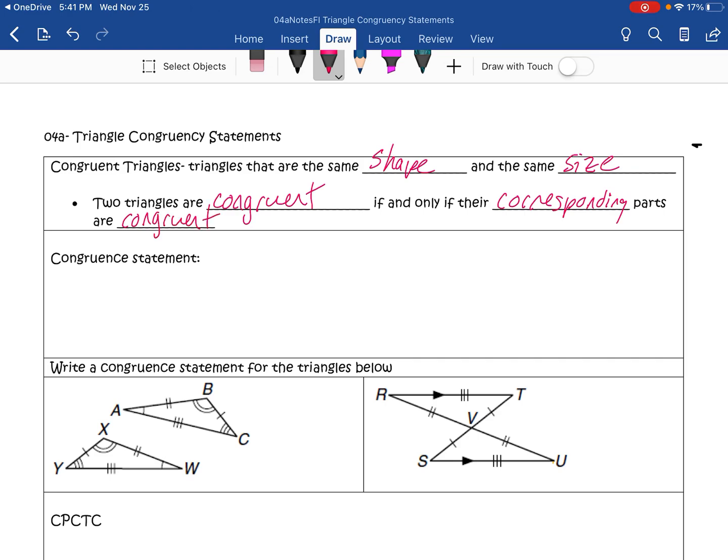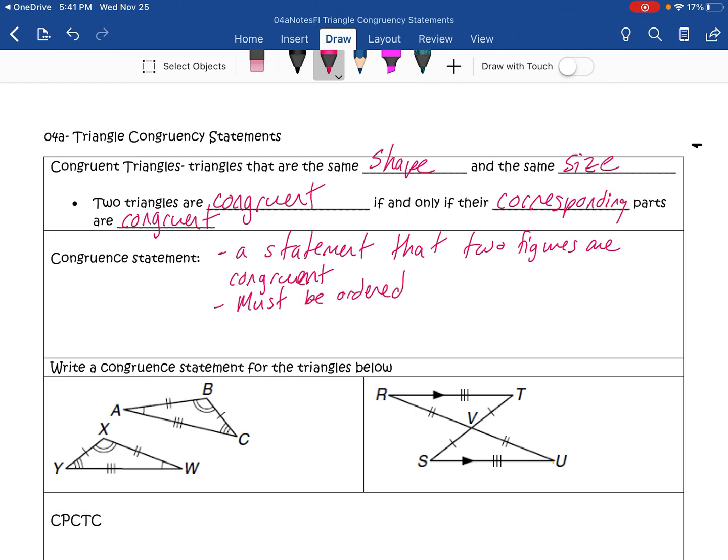Okay, so we have what's called a congruent statement. It's a statement that two triangles are congruent, or two figures. It must be ordered. So the corresponding parts are in the same position. So we're going to talk about that right now.